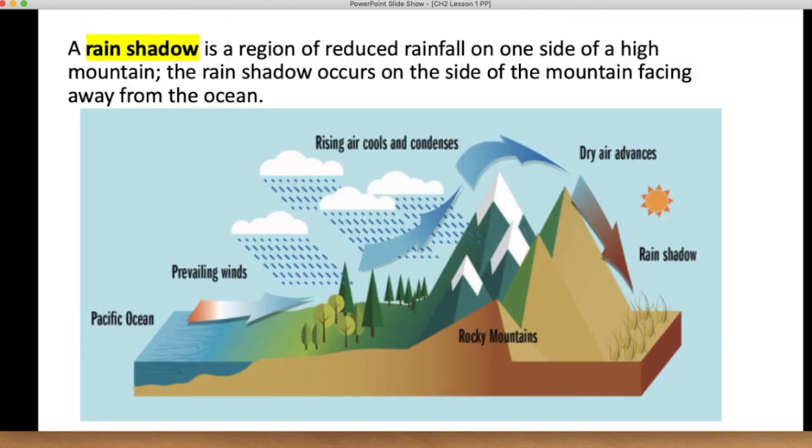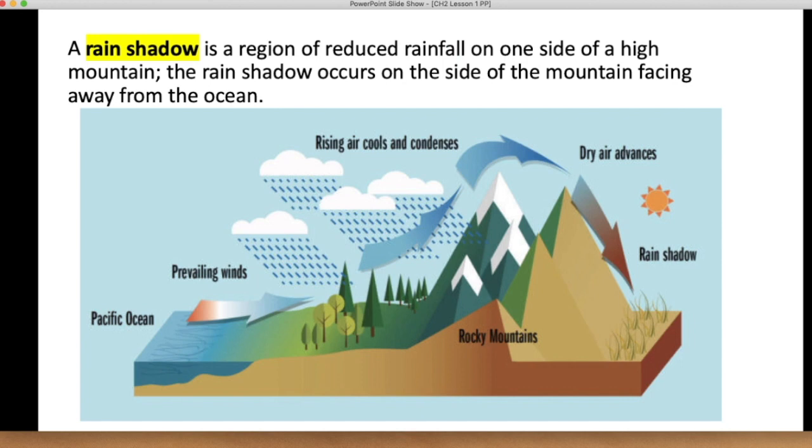Okay, rain shadow. Rain shadow is a region of reduced rainfall on one side of a high mountain. The rain shadow occurs on the side of the mountain facing away from the ocean. I like this graphic because it shows the Rocky Mountains. If you were to look at the right side of the graphic, or the east, that's where Pueblo would be. And you notice there's dry grass over there, right? That's pretty accurate when it comes to Pueblo's weather.